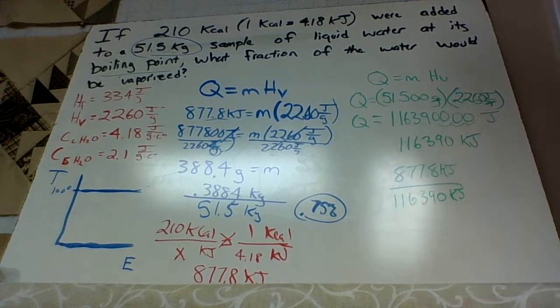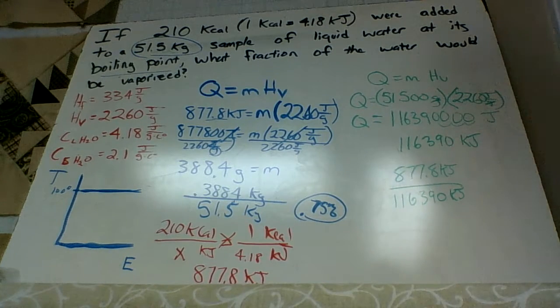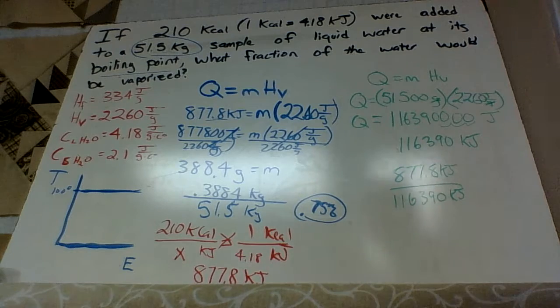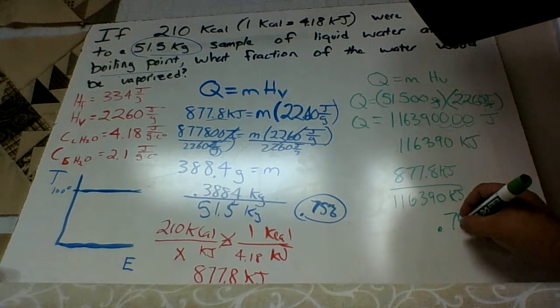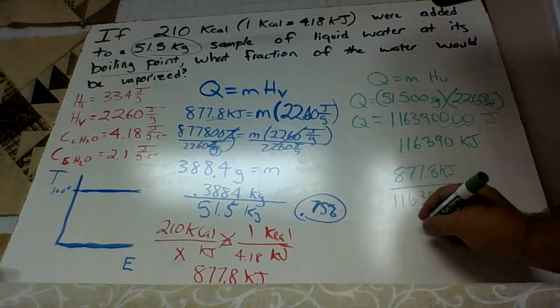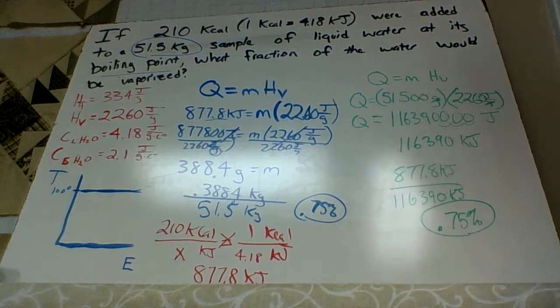If I ask you to solve for a percentage, I just simply take 877.8 divided by 116,390, and multiply it by 100, and again I'm going to get 0.75%. So the moral of the story is, in this problem here, that amount of energy is hardly changing it at all. Only a very small portion of the overall sample is actually being vaporized.